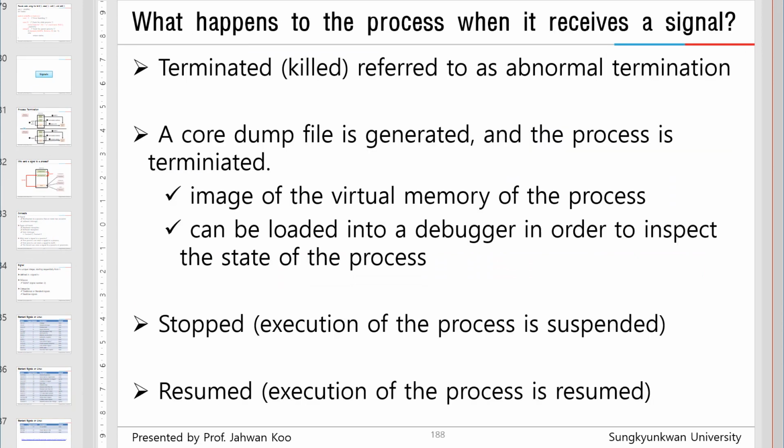What happens to the process when it receives a signal? The process performs one of the following default actions depending on the signal. Case 1, the process is terminated. It is referred to as abnormal termination. Case 2, a core dump file is generated and the process is terminated.